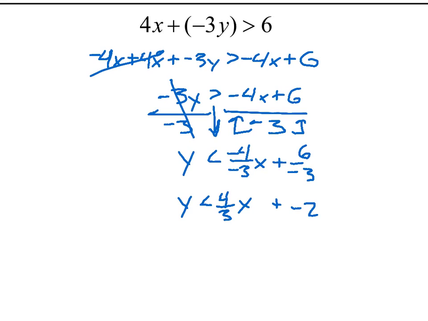Okay, this is now in slope-intercept form. It's an inequality, but it's in slope-intercept form. Let's get y is something, some inequality symbol, mx plus b. When we get ready to graph this, we're going to graph it just like it's an equation, and then we're going to do some extra stuff with it. So we'll talk about that when we get to it.